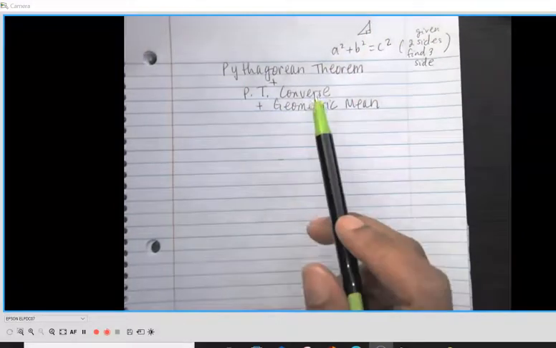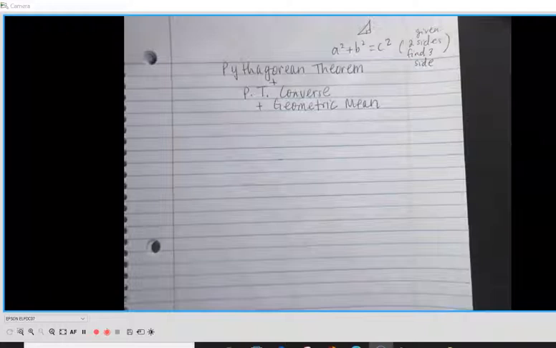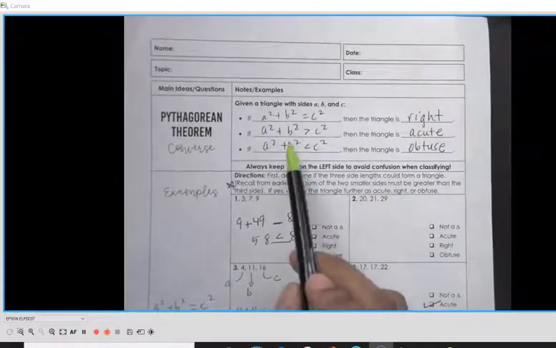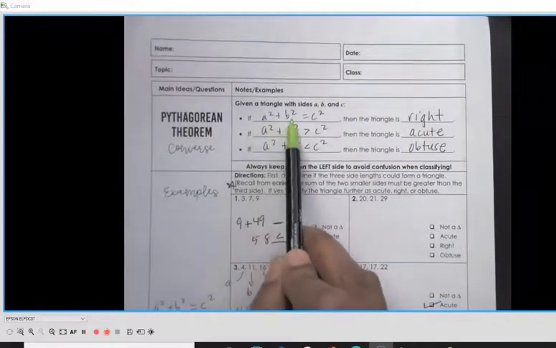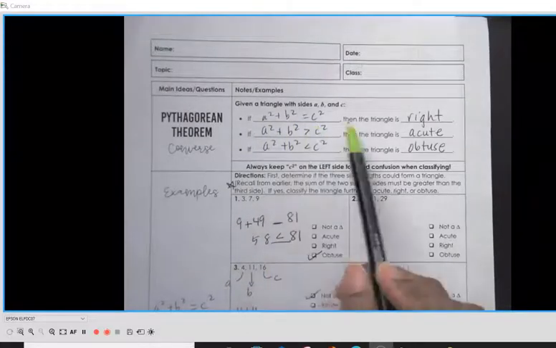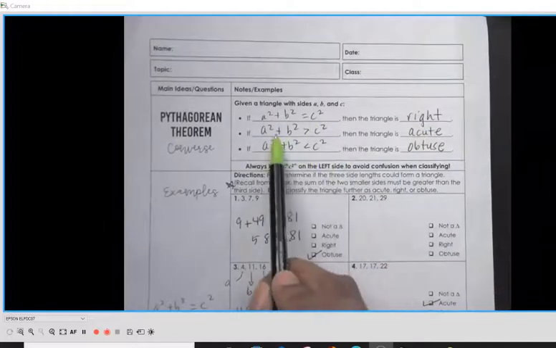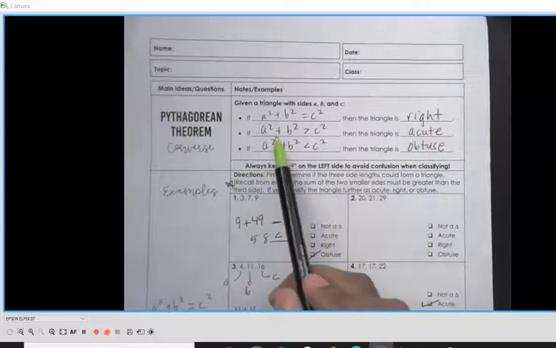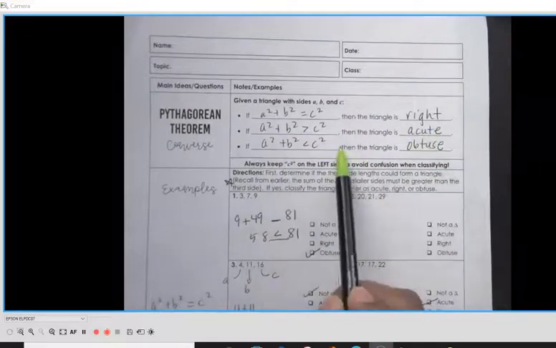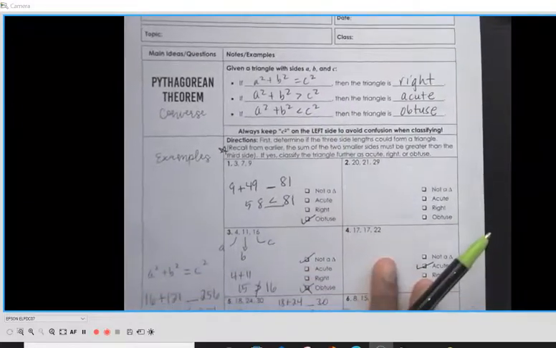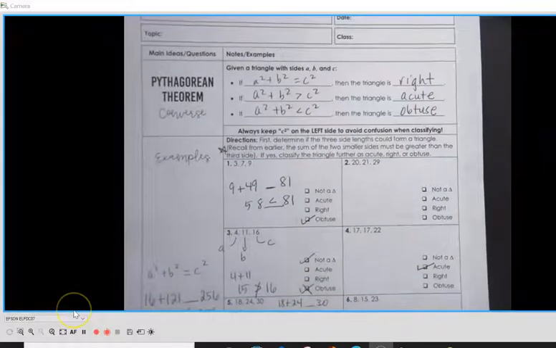The Pythagorean theorem converse, of course, we filled in the top of that sheet. Remember that one has these stipulations: if you square both of the legs and add them together and it equals the square of the hypotenuse, then it's a right triangle. If the sum of those two sides is greater than the square of the third side, then it's acute, and so forth. Definitely memorize these because I'm not going to give you this on the test. Now the last part that we definitely want to make sure that we understand.